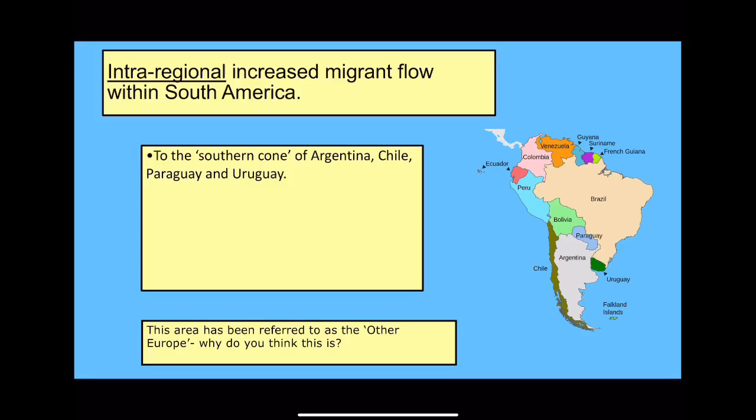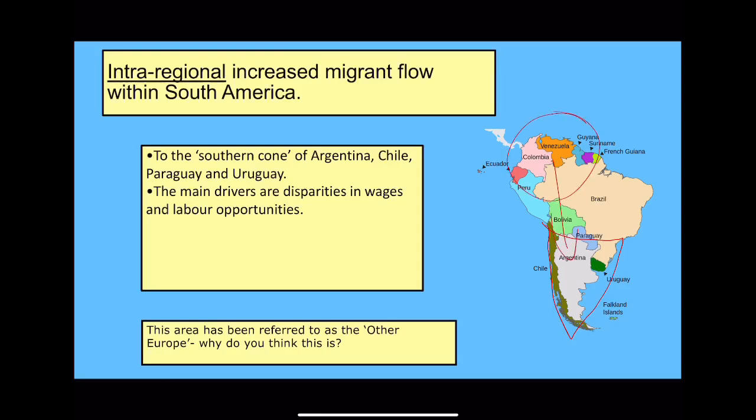So it's sort of, so this bit here essentially. So people are moving from the higher area down into the Southern Cone. Okay, and the main reason is disparity in wages and labour opportunities. So you may or may not be aware, but places like Venezuela have had major issues in recent years. They're a communist country, very much making their money from oil, and as oil prices have fluctuated and as internal issues in the country have happened, the country has basically started to fall apart. So people are leaving to find better work.